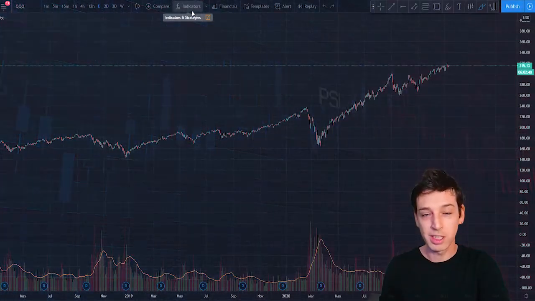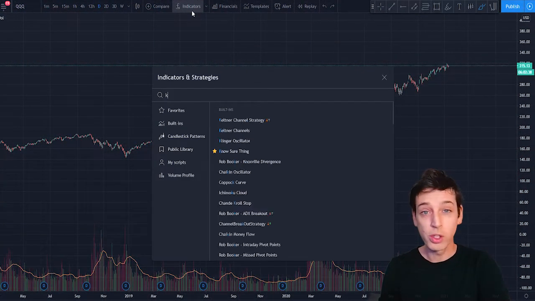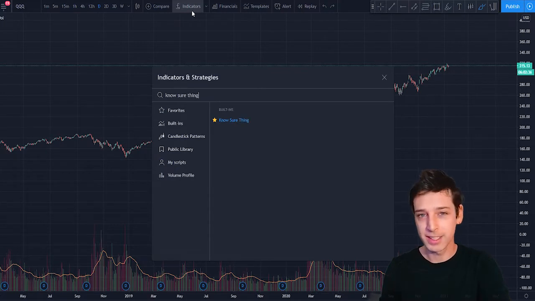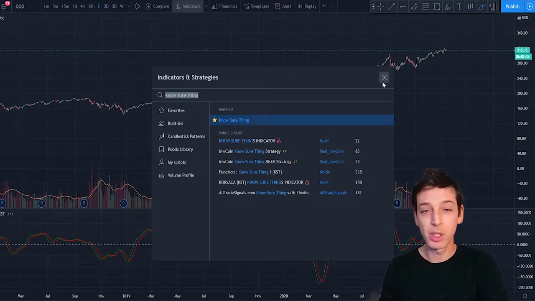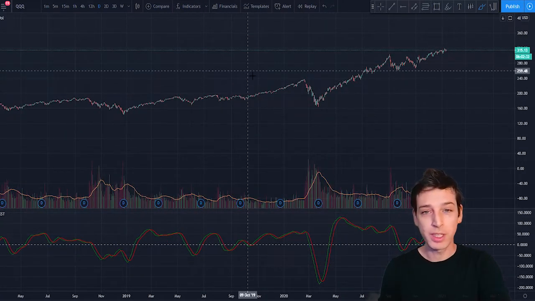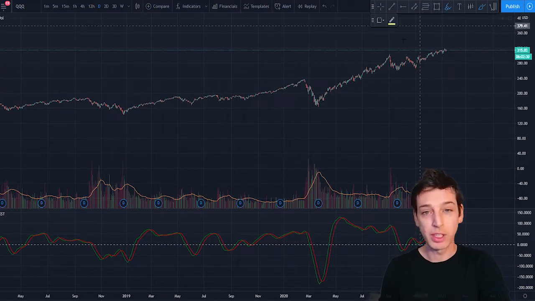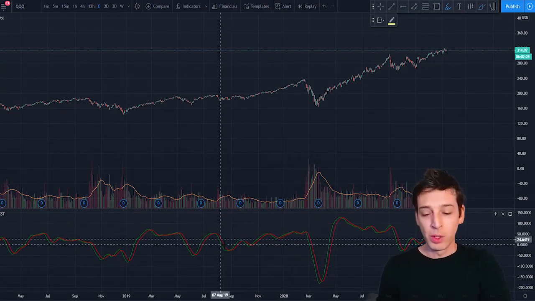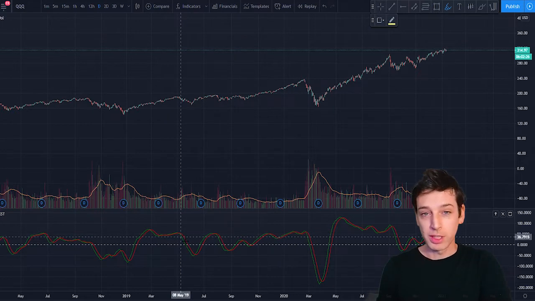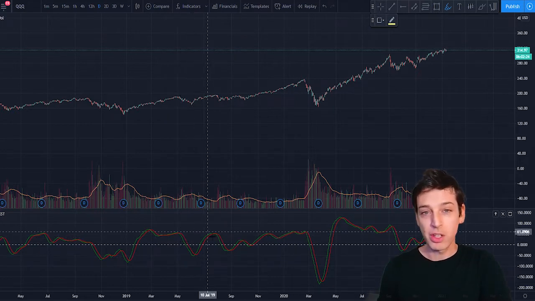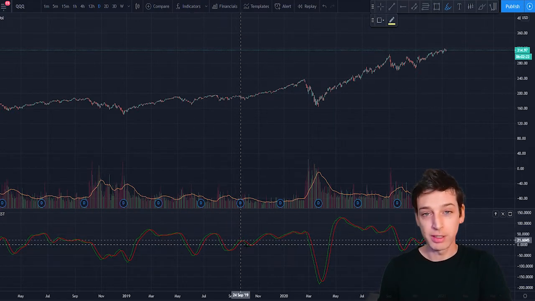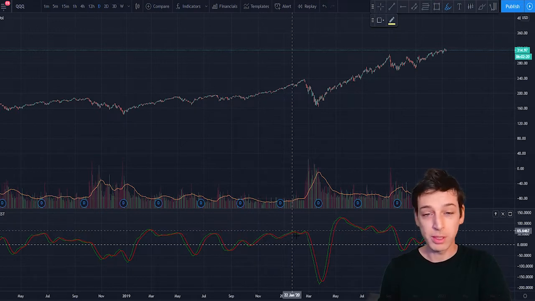The first indicator is called the Know Sure Thing, or KST. This is a momentum oscillator. What is a momentum oscillator and why use them? Well, a momentum oscillator is a measure of the velocity of a trend. Why do we use them?